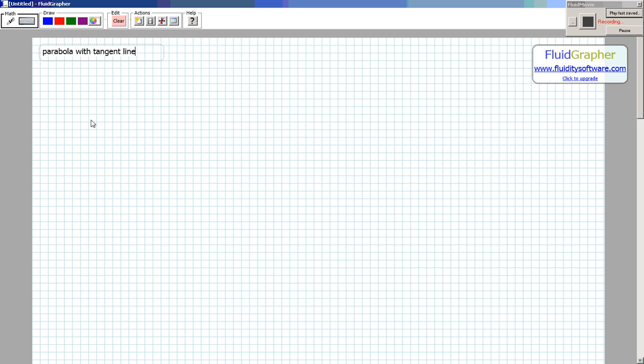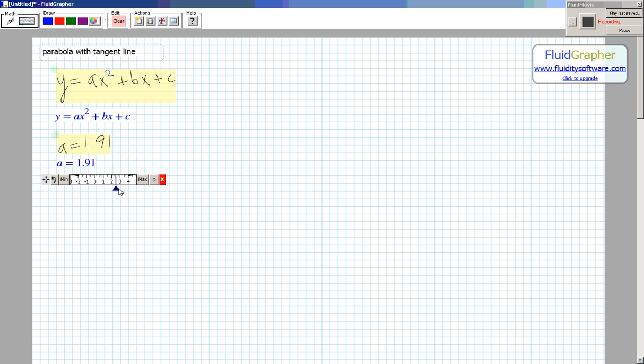I'm using a tablet input device on a regular laptop PC. Write the equation for a parabola in standard form. It gets recognized by the program and converted to a symbolic form. These constants I can define separately, and the program has a way for me to vary those constants.